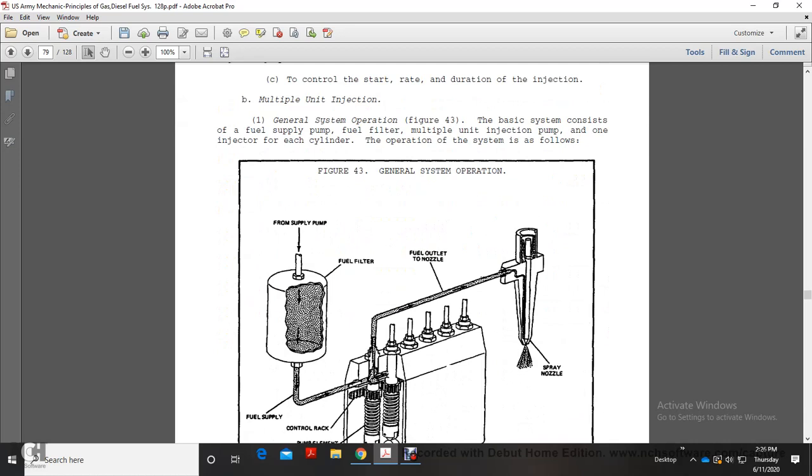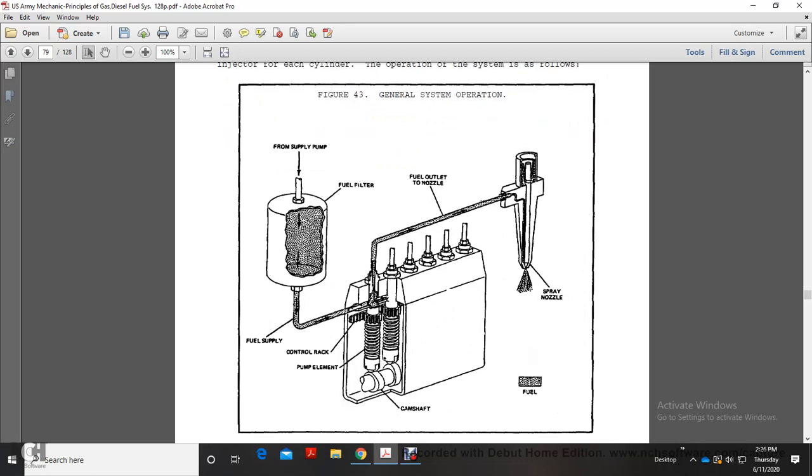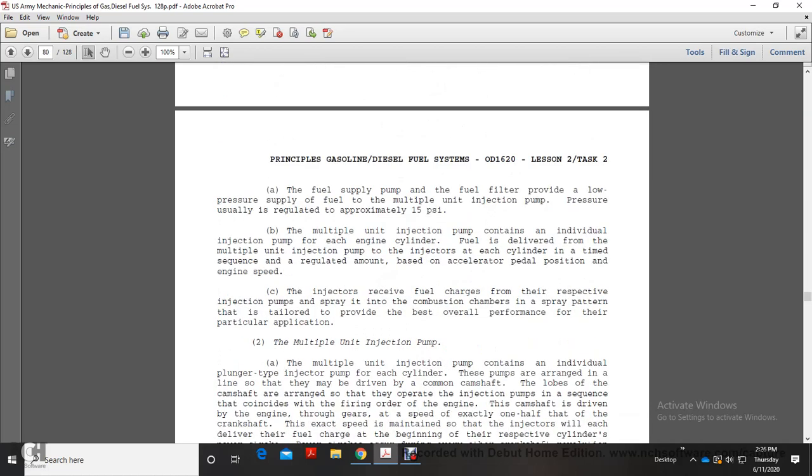Alright, multi-unit injector. The general system operation for the basic system in Figure 43 consists of a fuel supply pump, fuel filter, multiple unit injector pump, and one injector at each cylinder. The operation of the system is as follows. Figure 43 shows the general system: fuel supply pump, fuel filter, fuel supply, control rack, fuel element, camshaft, fuel outlets, and spray nozzle. The fuel supply pump with the fuel filter provides low pressure fuel supply. The multiple unit injector pump pressure is usually regulated to approximately 15 psi.